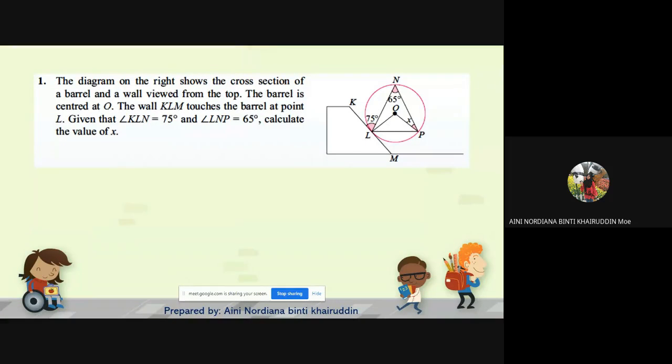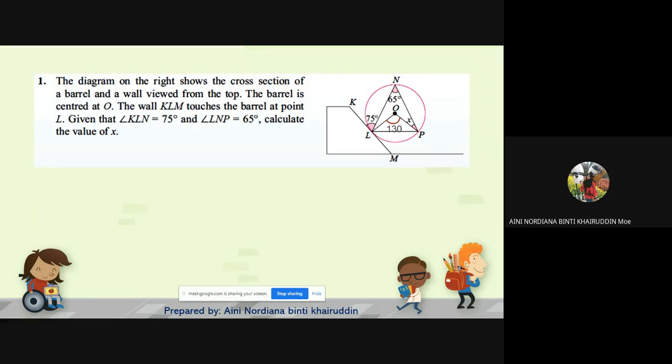Question number 1. The diagram on the right shows the cross-section of a barrel and a wall view from the top. The barrel is centered at O. So this is the center. The wall KLM touches the barrel at point L. Given that angle KLM is 75 and LNP equals 65, calculate the value of x. So we want to calculate this angle.